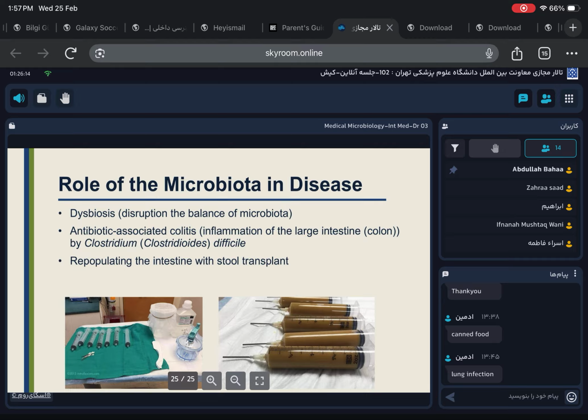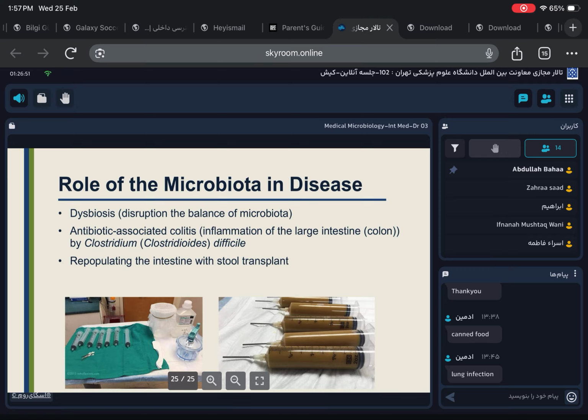If the microbiota in the intestine is healthy and normal, and if there is no dysbiosis in the microbiota of the intestine, when the spores of this bacterium enter into the intestine, the microbiota of the intestine just fight back against this bacterium and remove it from the intestine. And it means that Clostridium difficile is not able to cause infection or colitis in the intestine. Okay?